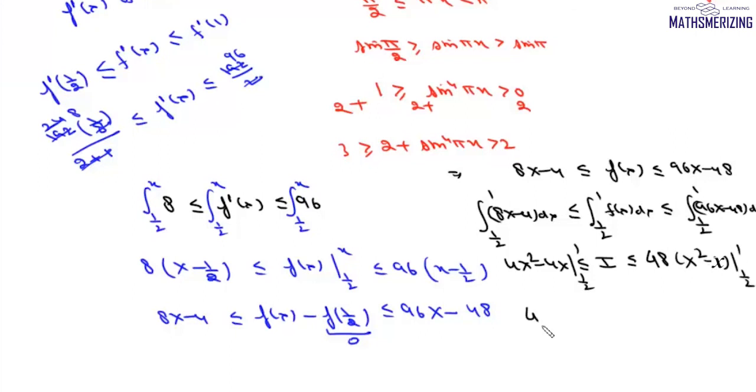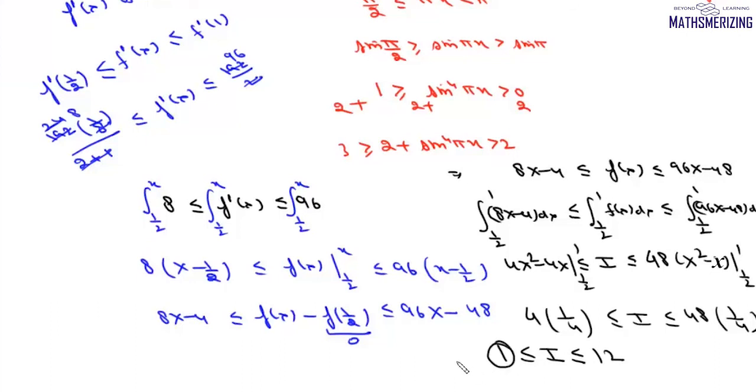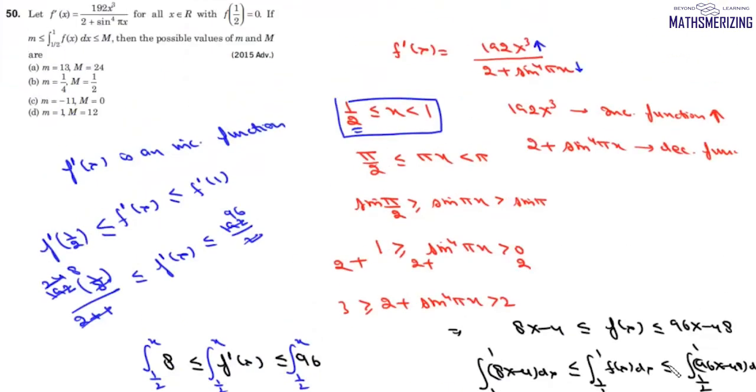Now this value will be 4 into 1 by 4 less than or equal to I, and less than or equal to 48 into 1 by 4. So the value of this integral will lie between 1 and 12. So small m could be 1, and capital M could be 12. So the answer to this question is m equals 1 and capital M equals 12, and that's your option D.